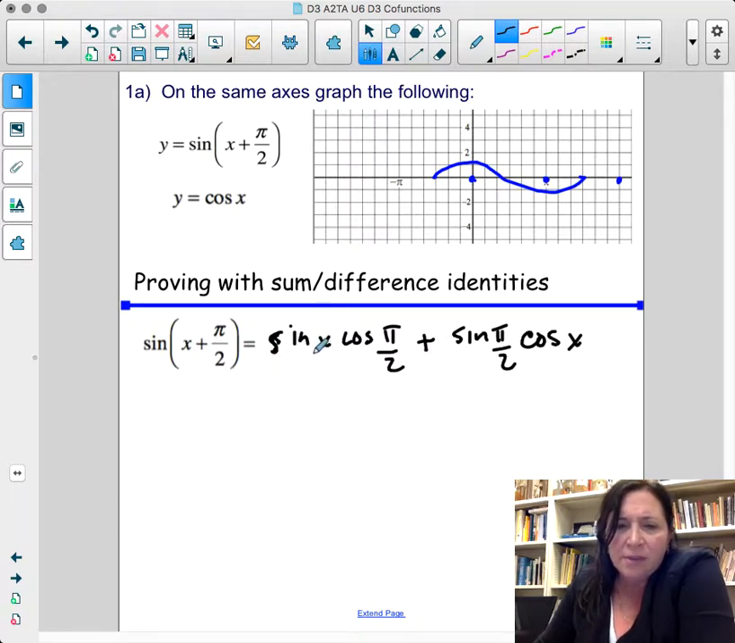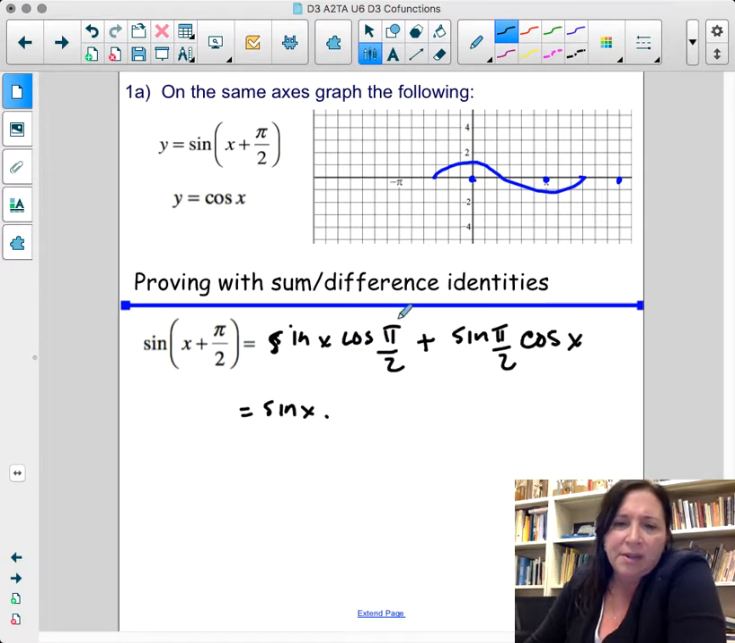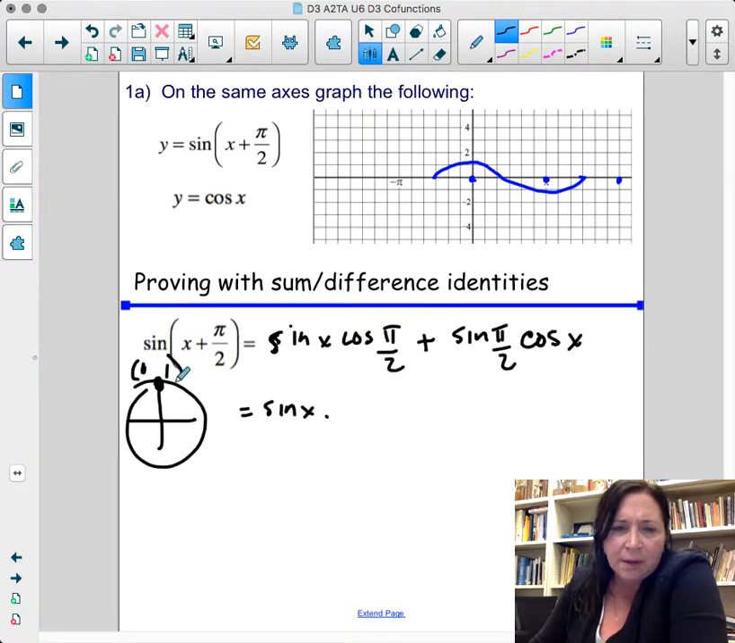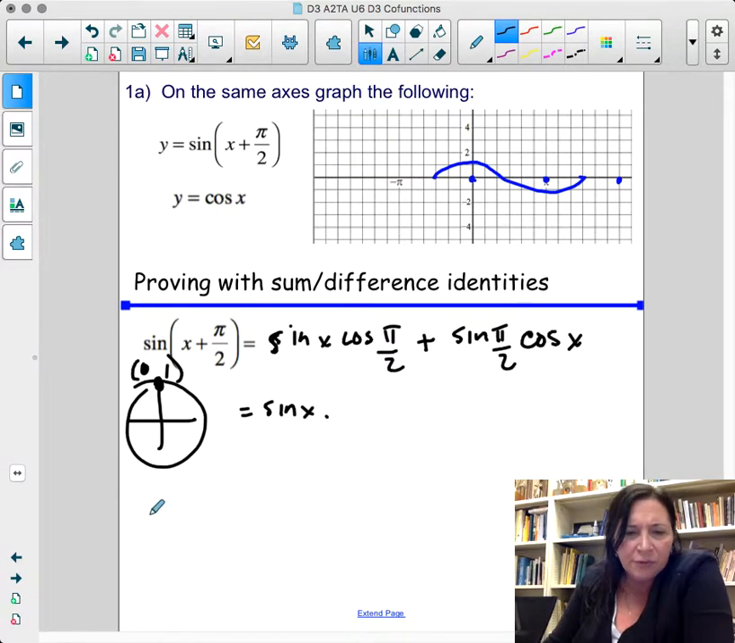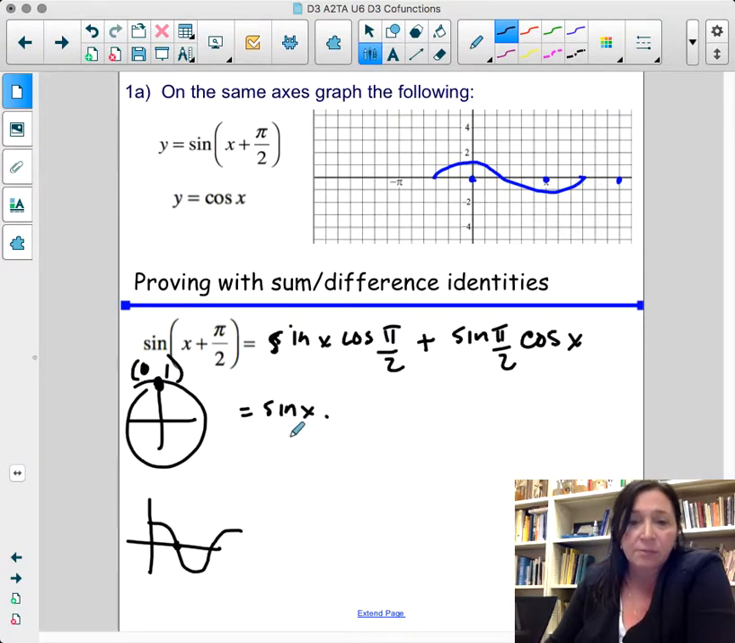You can't do anything with sine of x, but you can simplify this value right here. So we're going to say that's sine of x times cosine of pi over 2. Well, what is that? If you remember your graph, pi over 2 is up here, right? That's 0, 1. Well, that's 0. And if you don't do it that way, you also could make a little graph, and you could say, well, here's my graph of cosine. Where is cosine at pi over 2? There, it's a 0 still.